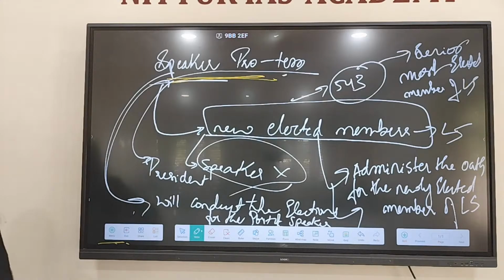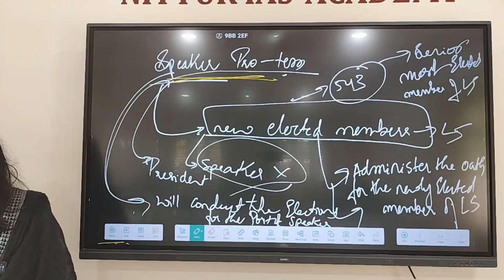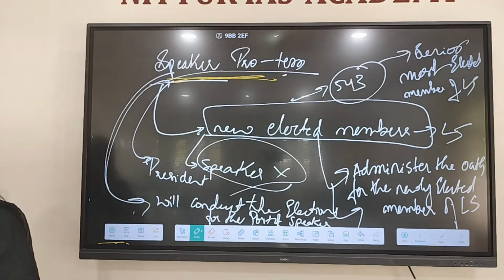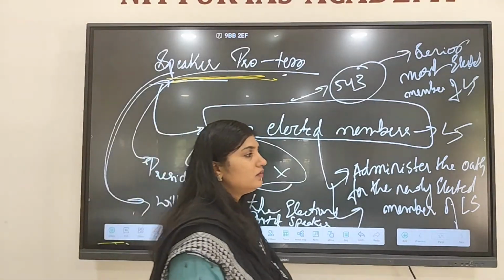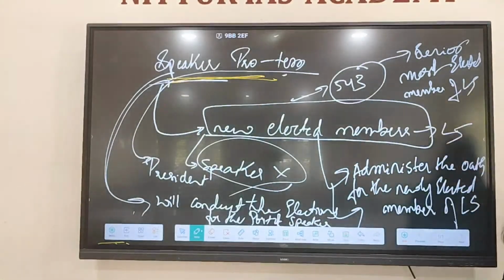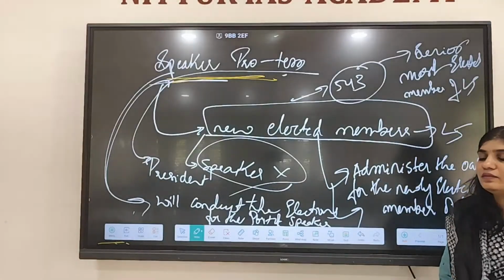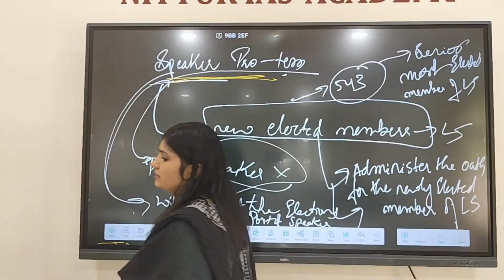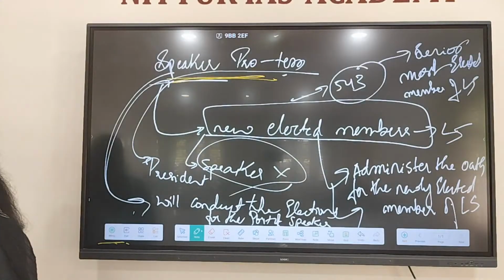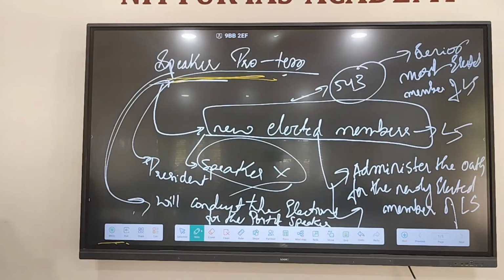Next comes chairman of Rajya Sabha. We have studied speaker of Lok Sabha. Now we will study chairman of Rajya Sabha. The presiding officer of the Rajya Sabha, write down, already know that, the presiding officer of the Rajya Sabha is the chairman.